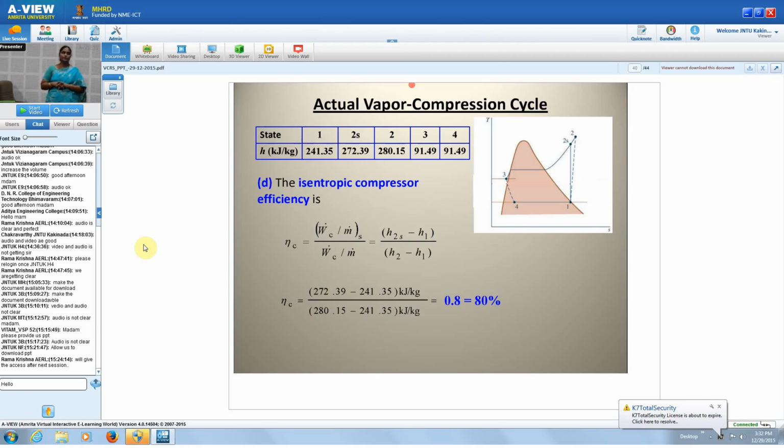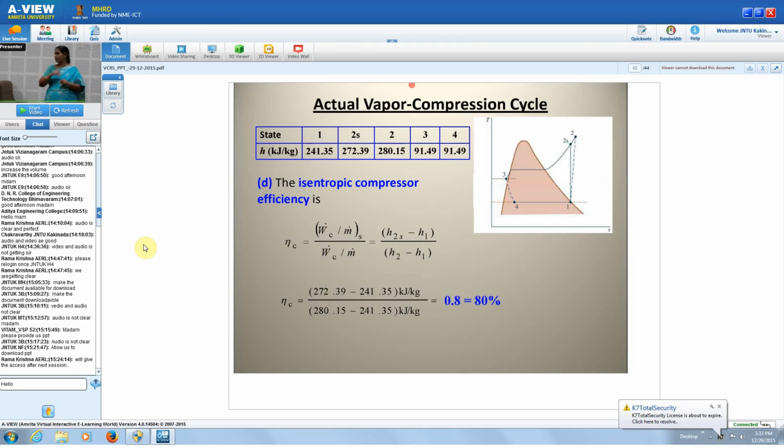So sometimes you have to find out the temperature at the discharge of the compressor. If T1 is given and P1 is given, then P2 is also given. Then you have to find out the superheating temperature at the discharge of the compressor. By equating the entropy, the entropy at 1 should be equal to the entropy at 2.